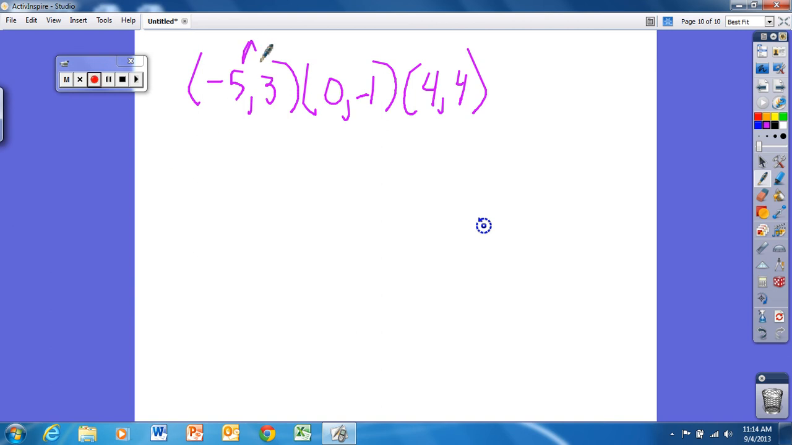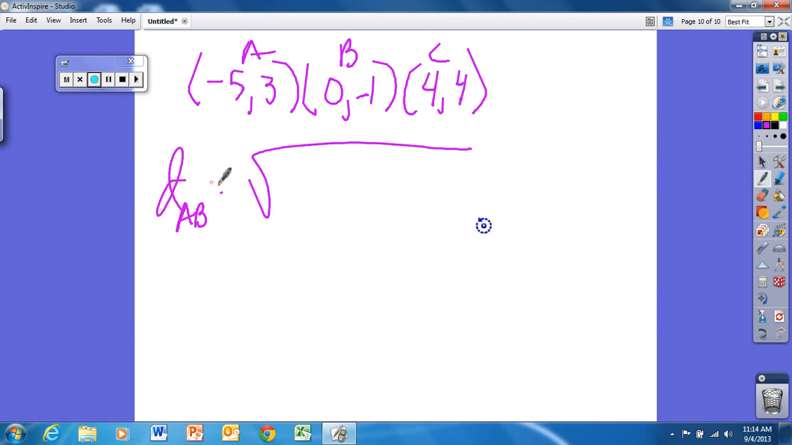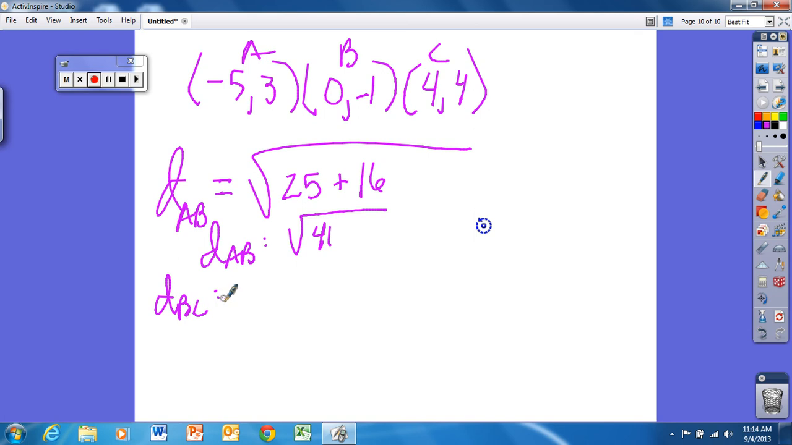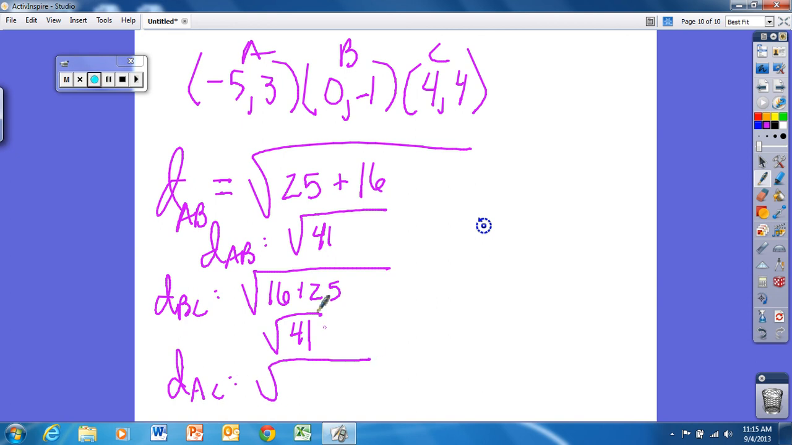So again, I'm going to find A, B, C. Distance of AB is the square root of x minus x is -5, squared is 25. Y minus y is 4, squared is 16. So the distance of AB is the square root of 41. Distance of BC is 16 plus 25, also 41. This does not usually work out this way. And the distance of AC is 81 plus 1. So again, just like the last one, this is the square root of 82.